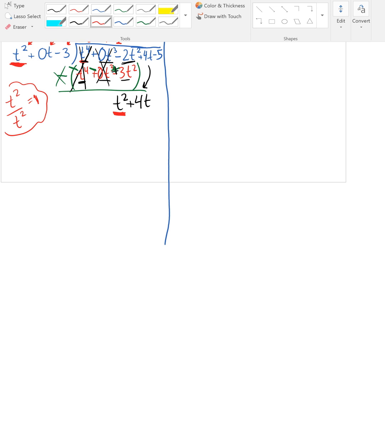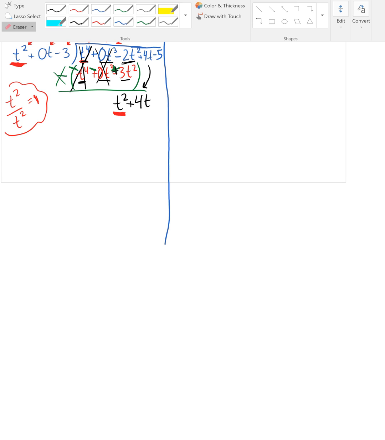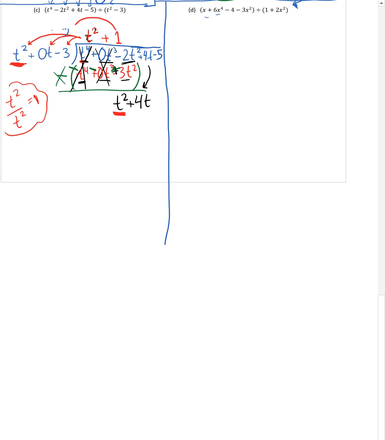Alright, now that I have the 1 up there in the quotient, I'm going to go ahead and multiply that 1 by all the terms that are outside the division bar, all the ones that are in the quotient here. 1 times negative 3, 1 times 0t, 1 times the t squared. But I'll go from left to right. 1 times t squared is t squared. 1 times 0t is 0t. 1 times negative 3 is negative 3. Alright, so that looks good.